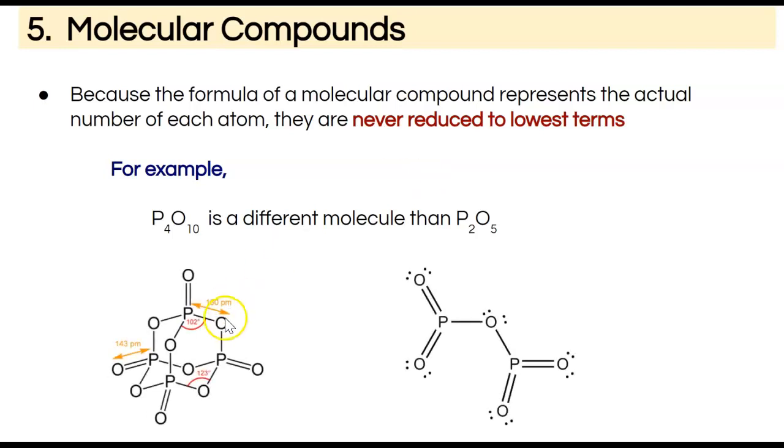And that these are completely different molecules with different chemical and physical properties. For example, here is P4O10 with exactly 4 phosphoruses and exactly 10 oxygens bonded in a very specific way. Whereas in P2O5, I have exactly 2 phosphoruses and exactly 5 oxygens bonded in very different ways. Okay, so what is the message here? Even though these have the same ratio of atoms, they are different molecules, and we're not going to reduce molecular compound formulas to lowest terms in the same way that we do with ionic compounds.